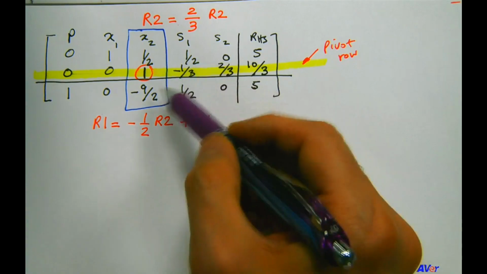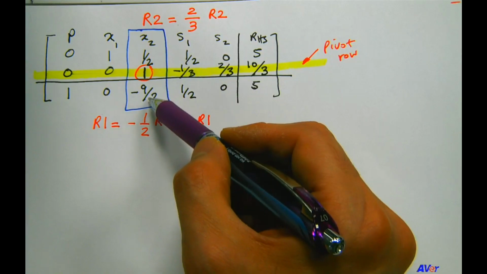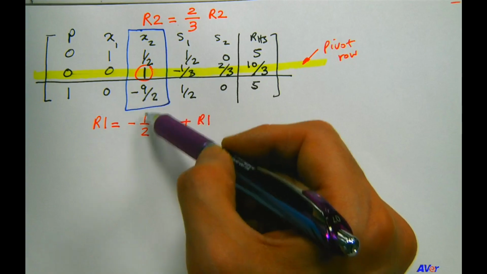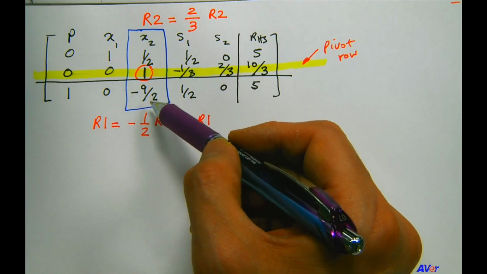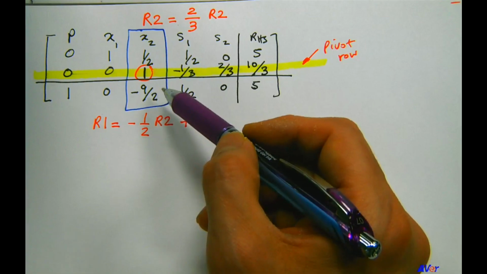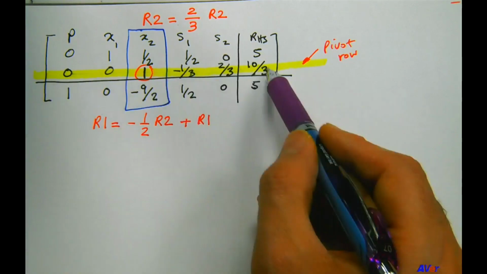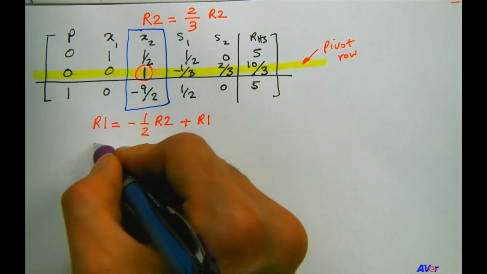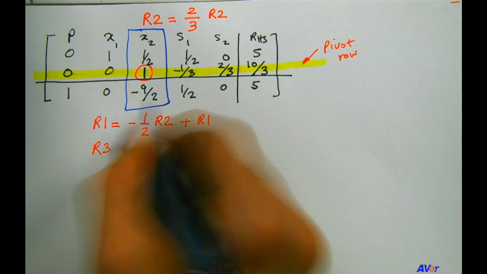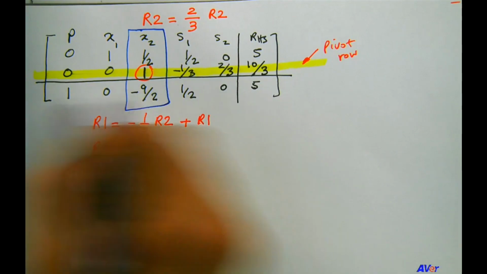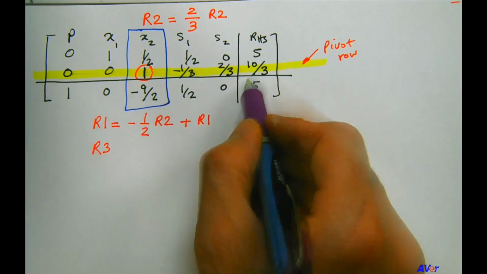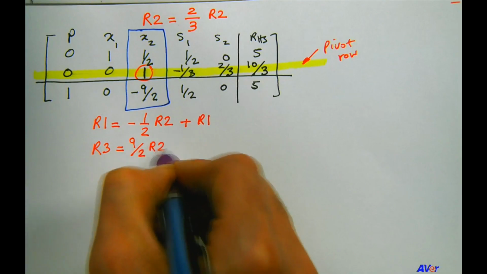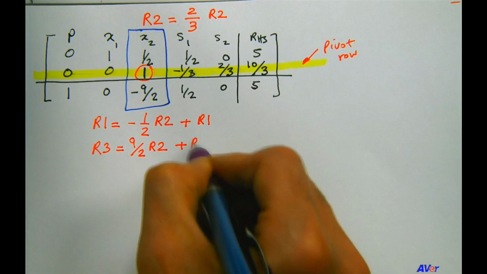Okay, so how are we going to get this minus 9/2 to become 0? All we need is to add a positive 9/2 to this. Fine, but where's the 9/2 going to come from? It's going to come from multiplying the pivot row by 9/2 and adding it to the minus 9/2. So row 3, because as we convert this to 0, we're changing the entire row 3. So row 3 is equal to positive 9/2 times row 2 plus the row we're changing, which is row 3.